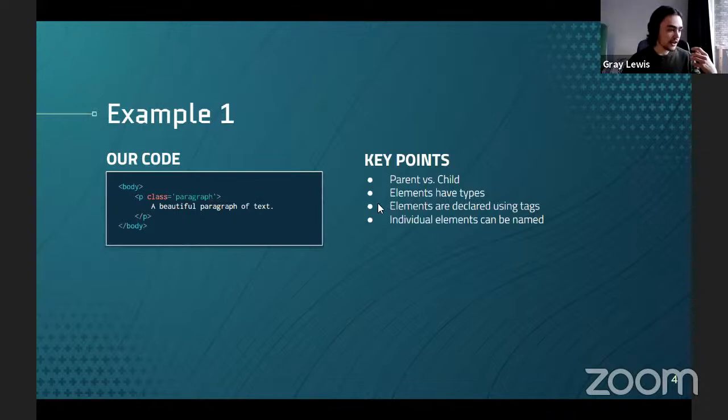And so here we have these 4 key points. Write these down if you're taking any notes. This is exactly what you need to know. There are parents, there are children, there are different types of elements. They are declared using these opening and closing tags, and they can also be named.